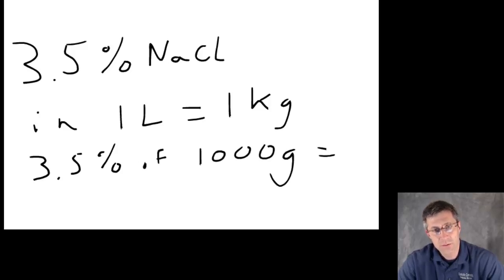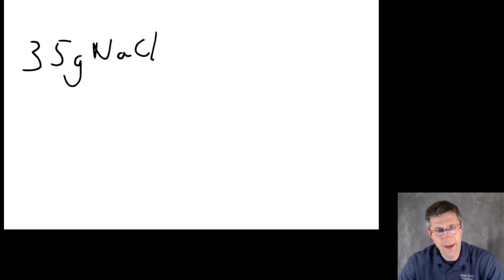Again, I want to get molarity, so molarity is going to be moles per liter. So I want to convert my grams of sodium chloride in that 1 liter into moles. It has a molecular weight of 58.44 grams in 1 mole. I end up having in those 35 grams the equivalent of 0.6 moles of sodium chloride.